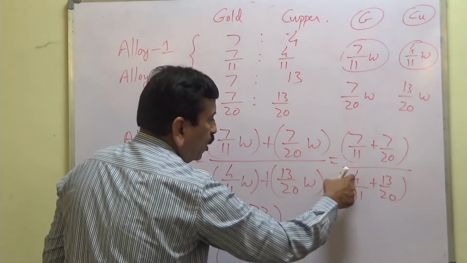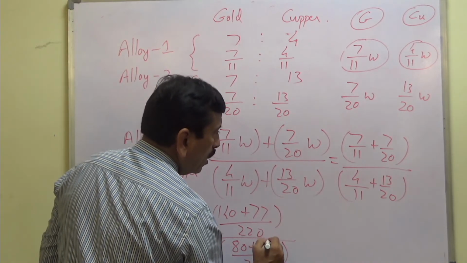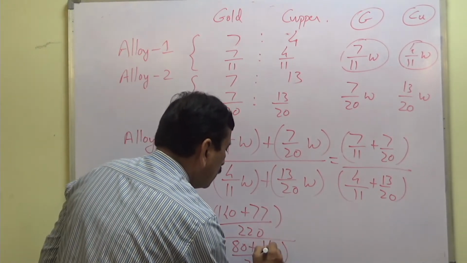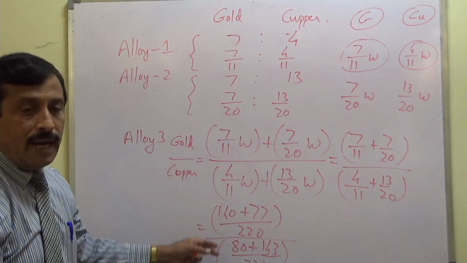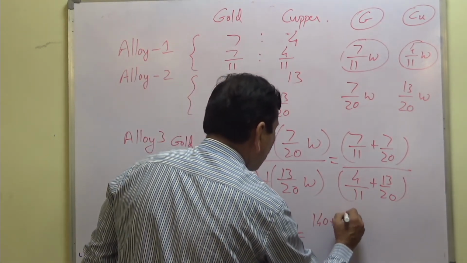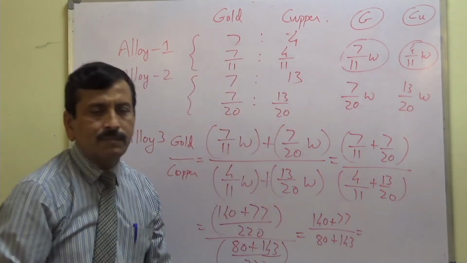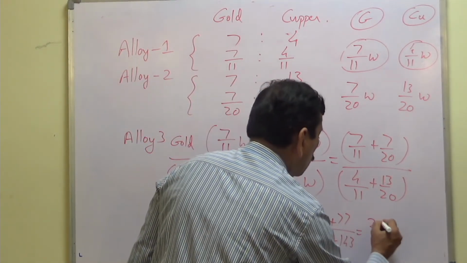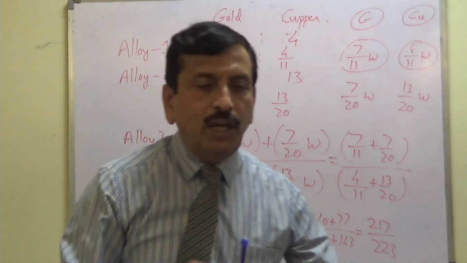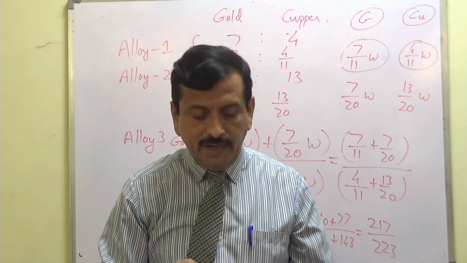Similarly here, 20 into 4 is 80, and 11 into 13 is 143. So I get this ratio, 220 will get cancelled, and I'll get 140 plus 77 upon 80 plus 143, and therefore I'll get 217 upon 223. Therefore you will find the ratio of gold to copper in alloy 3 will be 217 to 223.